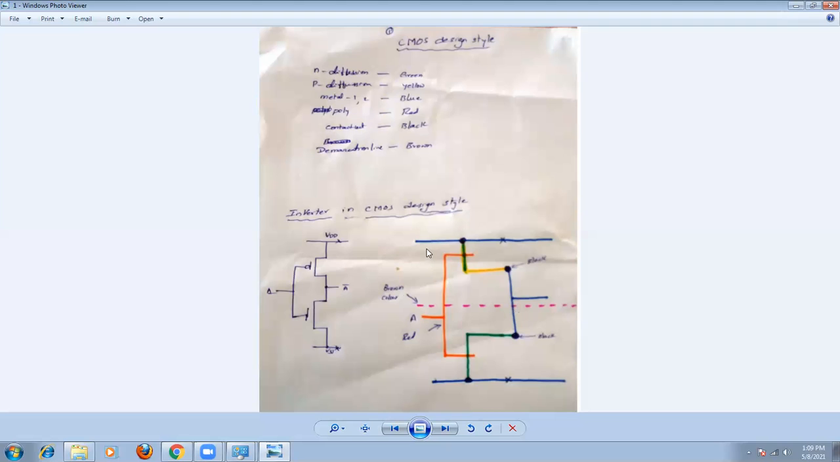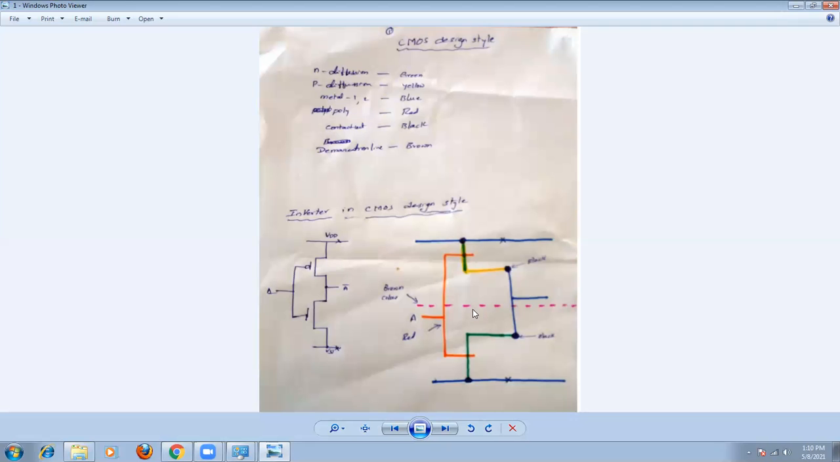Now in this case, first draw two parallel lines horizontally, and there must be sufficient space to draw the stick diagram. Then exactly at the middle, draw the demarcation line in dotted form. Take a brown color, draw a dotted line like this. That means this is the boundary between the P channel and N channel transistors.